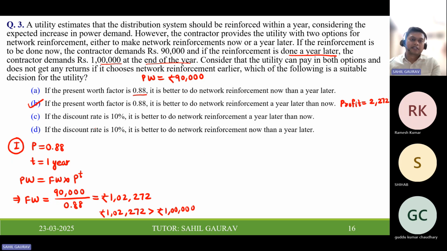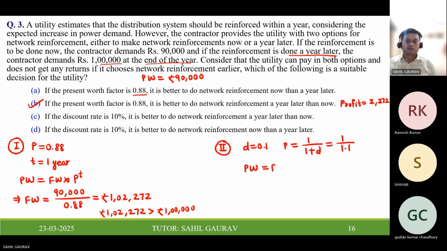Now let us see the second case, where they have told about the discount rate. So the discount rate is given as 0.1, 10%. From the 10%, you can find the present worth factor, that is 1 upon 1 plus d. So 1 upon 1 plus d is 1 divided by 1 plus 0.1. So we will apply the same expression: present worth equals future worth into the present worth factor to the power t. So now we know the present worth of money, that is 90,000.